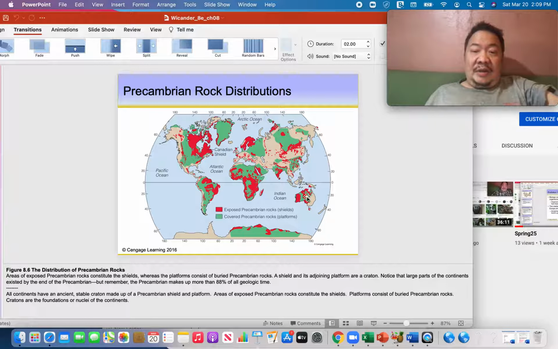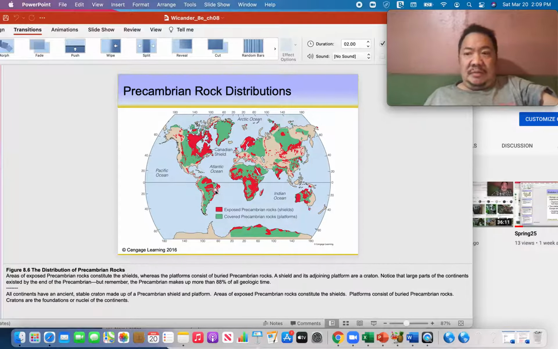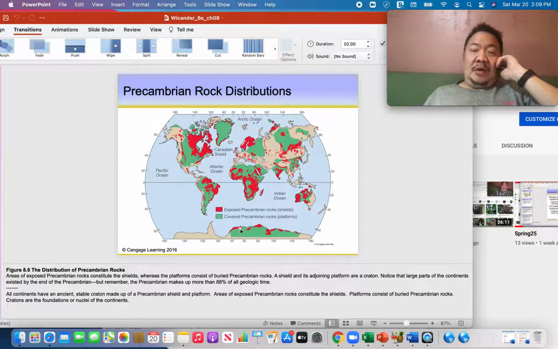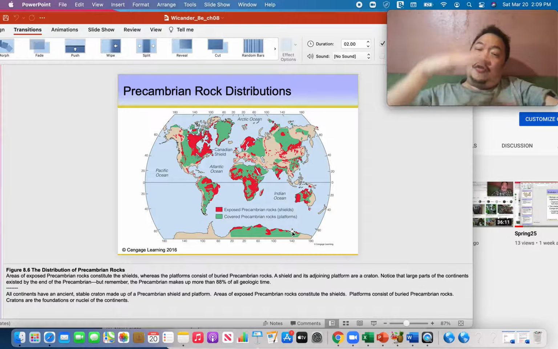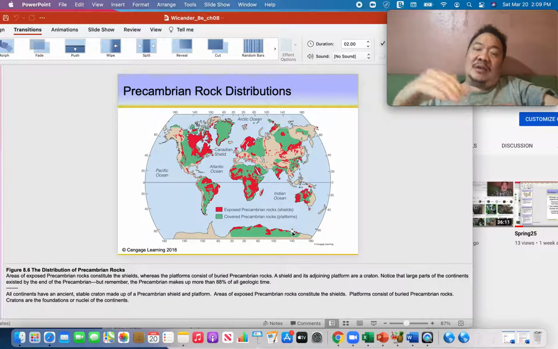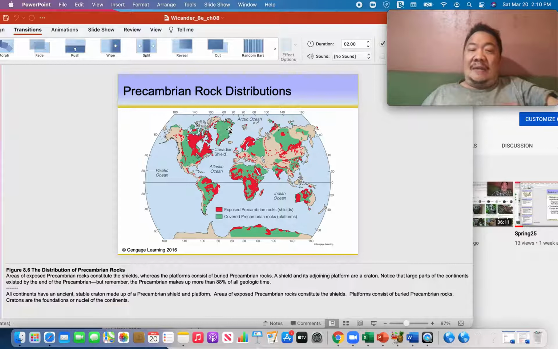You can see every continent has some shield, some places where you can find Precambrian rocks on the surface of the Earth. The green areas are called platforms, and in all of these green areas you can find Precambrian rocks, but they are underground and covered up by younger rocks. They're covered by Phanerozoic rocks. But if you drilled down deep enough, you'd still get the Precambrian rocks. So platforms are places where you have Precambrian rocks that are covered up by Phanerozoic rocks, covered up by younger rocks, but there's still rocks there.